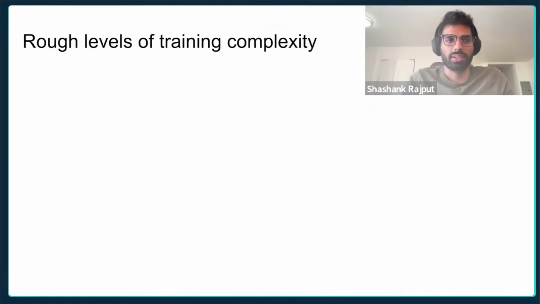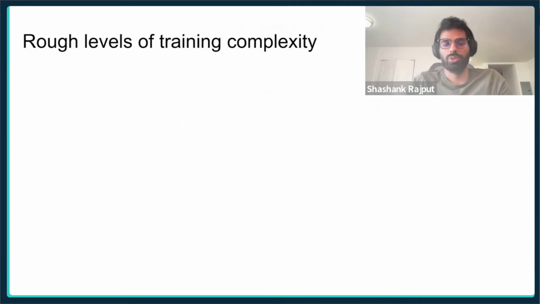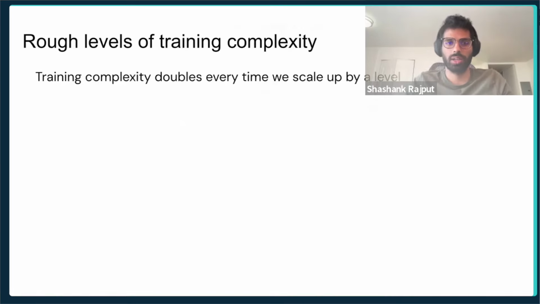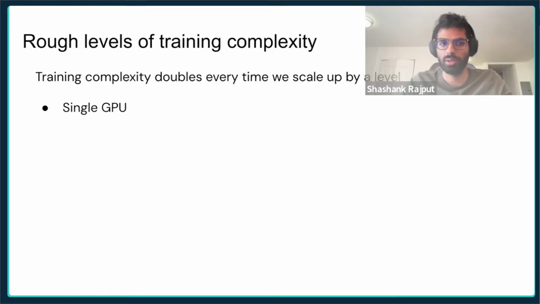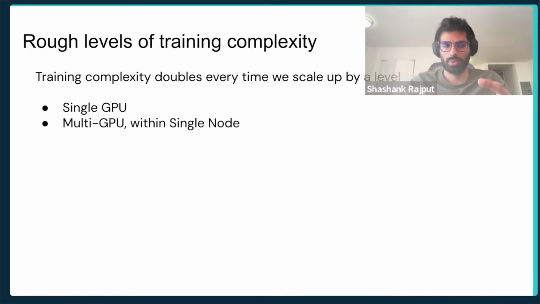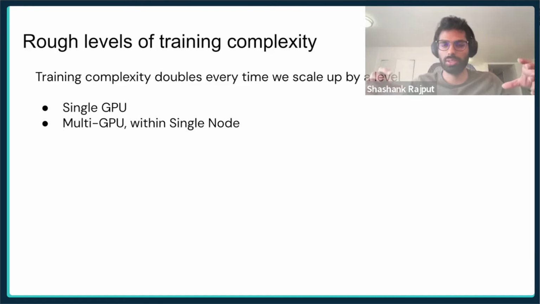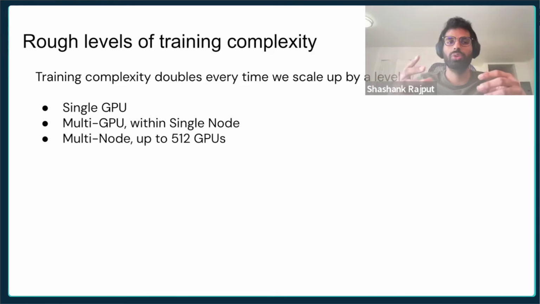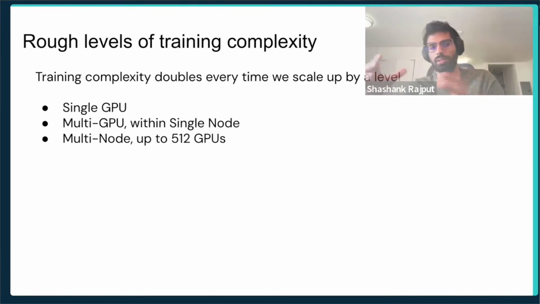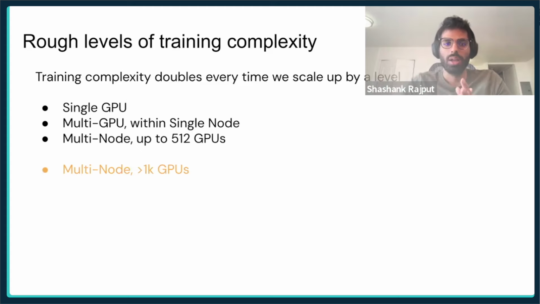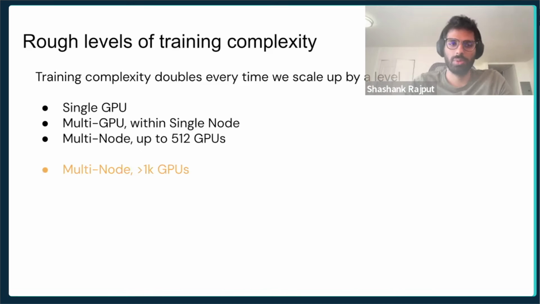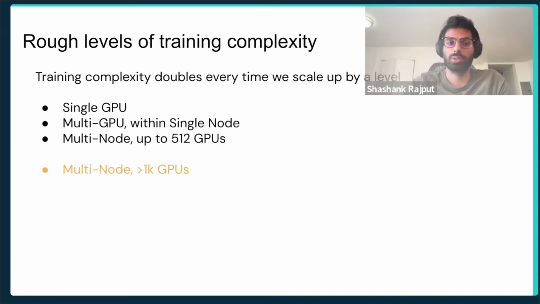The challenges of large scale training. When you scale up your training system, the training complexity, roughly speaking, doubles or triples every time you scale up by a level. The smallest scale on which you could train is a single GPU. The next scale would be training on multiple GPUs, but within a single node. Then you could do multiple node training, where the total number of GPUs is still not that large, let's say less than 500 GPUs. And the next level of training is multi-node training with more than 1,000 GPUs.